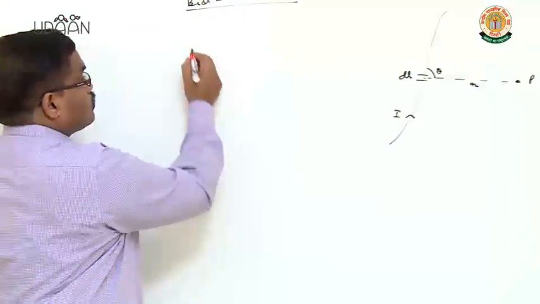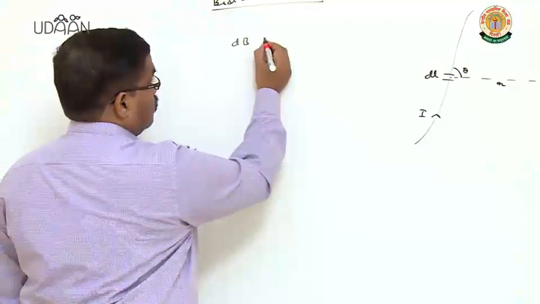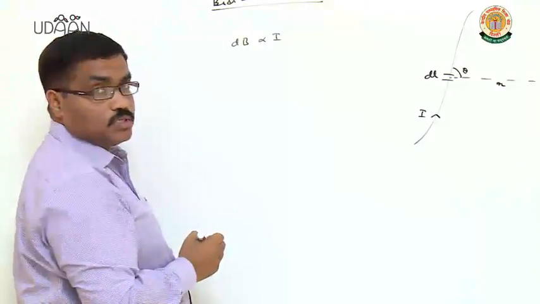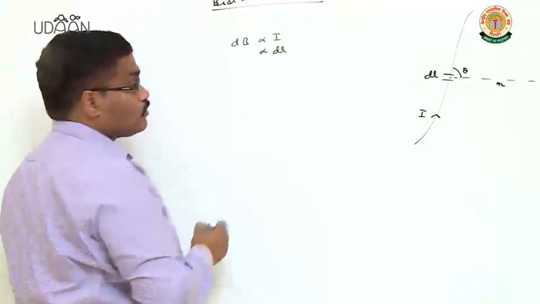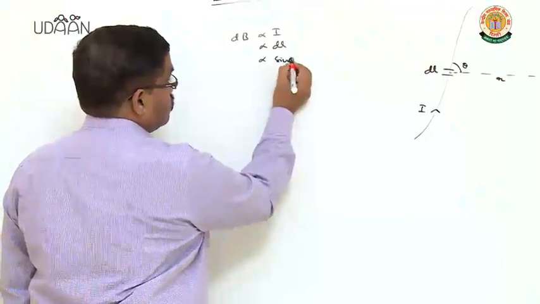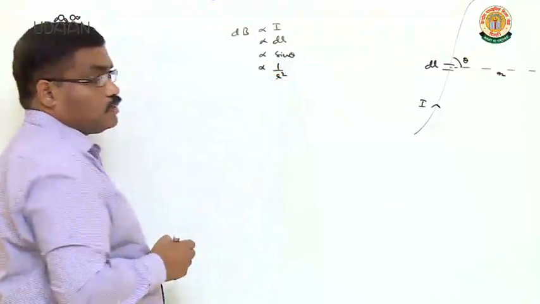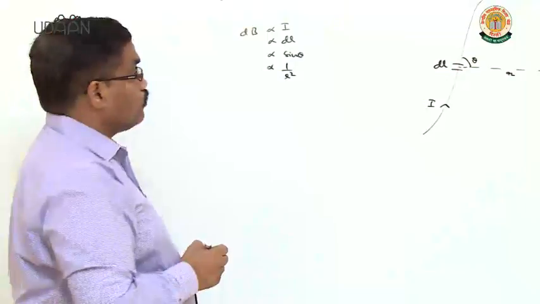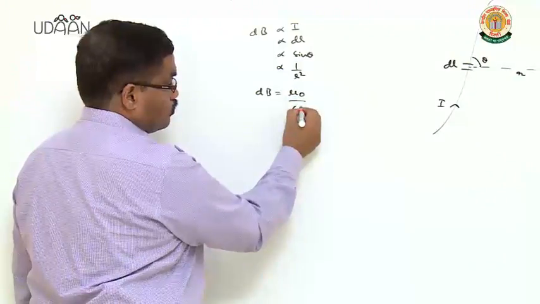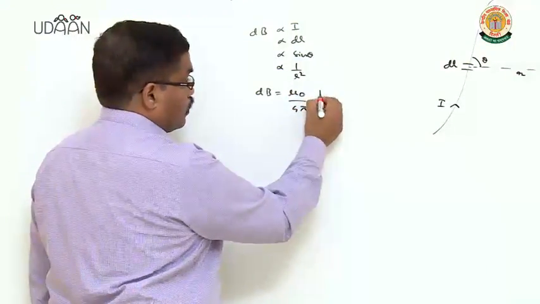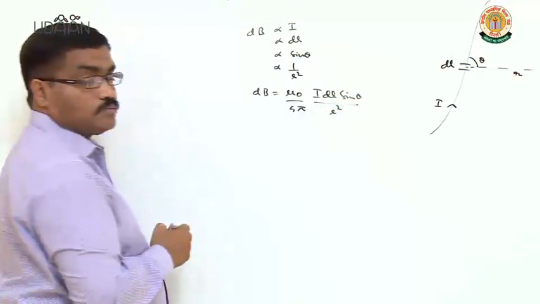Now according to Biot-Savart's law, the field produced by this small element, say dB, is directly proportional to the current flowing through it, directly proportional to the length of the element, directly proportional to sine theta, and inversely proportional to the square of the distance between them. Now if you combine this, you will have dB is equal to some constant mu naught upon 4 pi I dl sine theta upon r square.